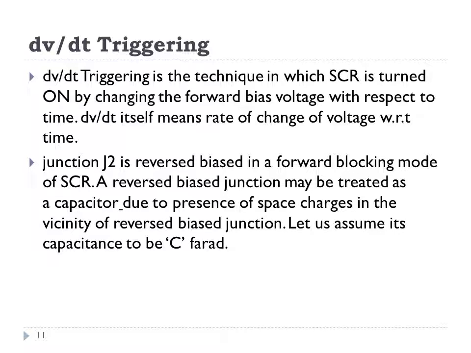Next is dV by dt triggering. This technique turns on the SCR by changing the forward bias voltage with respect to time. That is, dV by dt itself means rate of change of voltage with respect to time. The junction J2 is reverse biased. In the forward blocking mode of the SCR, a reverse biased junction may be treated as a capacitor due to the presence of space charges in the reverse biased junction. Let us assume its capacitance to be C farad.